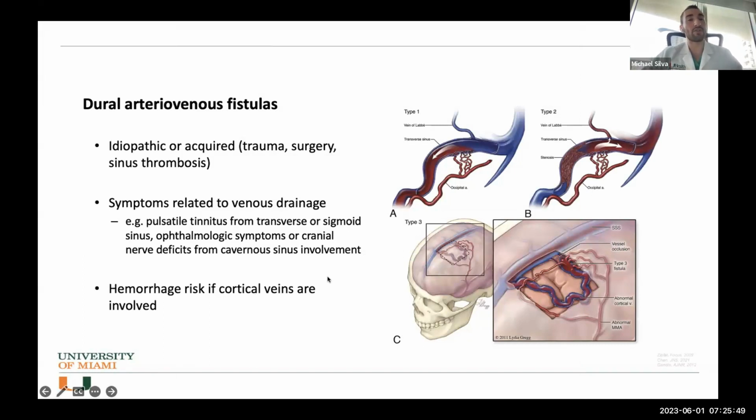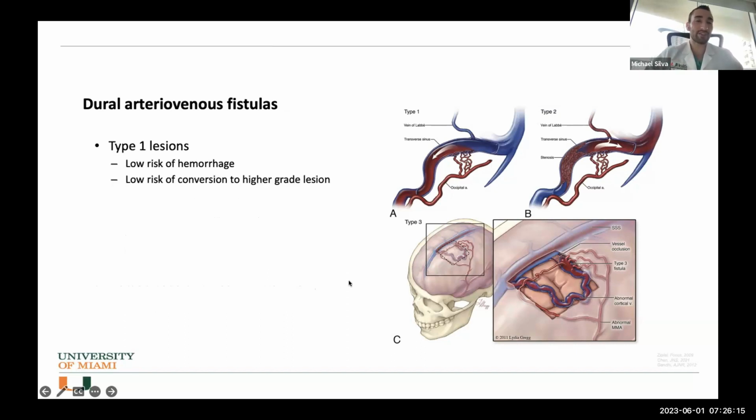And this is thought to be due to the high flow, the arterial flow through the dural sinuses. You can get ophthalmologic symptoms or cranial nerve deficits, depending on other patterns of venous drainage. But the issue here is with the veins. And we always talk about hemorrhage risk with fistulas, but that's specifically if cortical veins are involved. And if cortical veins are not involved, the hemorrhage risk is exceedingly low. And we'll talk about that a little bit more.